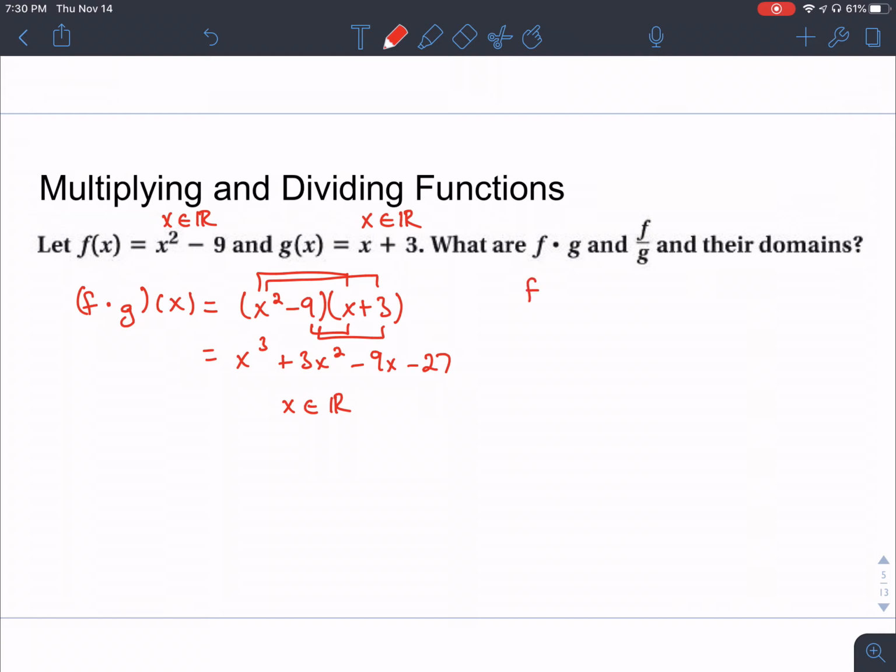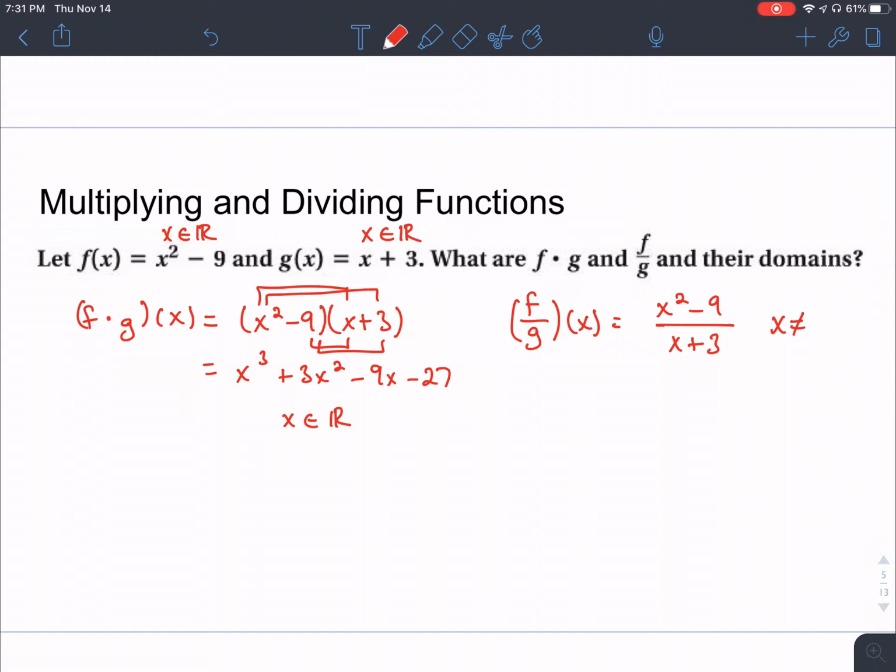If I'm finding f over g of x, we could rewrite this as x squared minus 9 over x plus 3. Here, something magical happens. We no longer have an unlimited domain. We actually can see right from the beginning that if x happened to equal negative 3, this would break our domain because we would have a 0 in the denominator of this equation. So I'm going to say that x cannot equal negative 3.